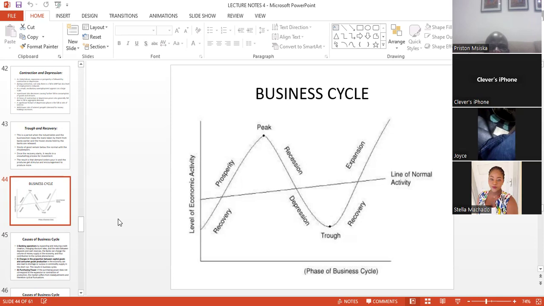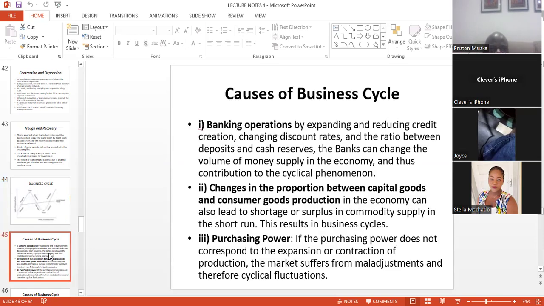Is there any question so far? Okay. People have tried to look at some causes of these business cycles.